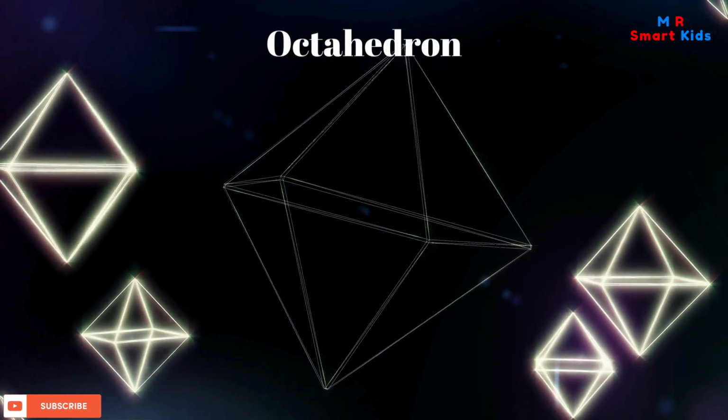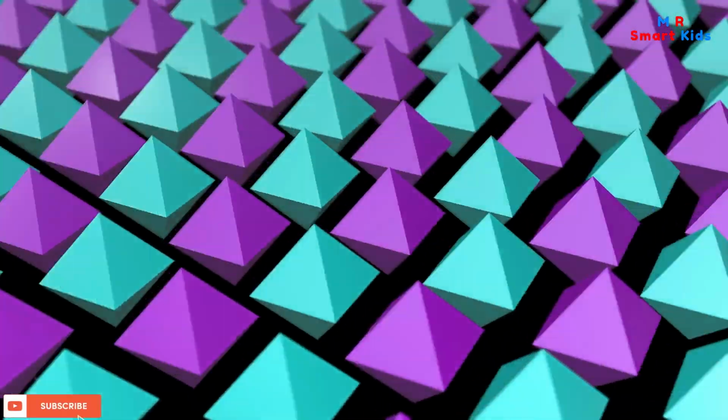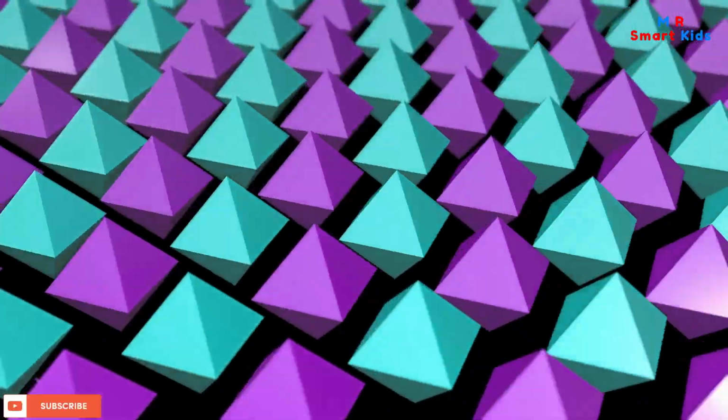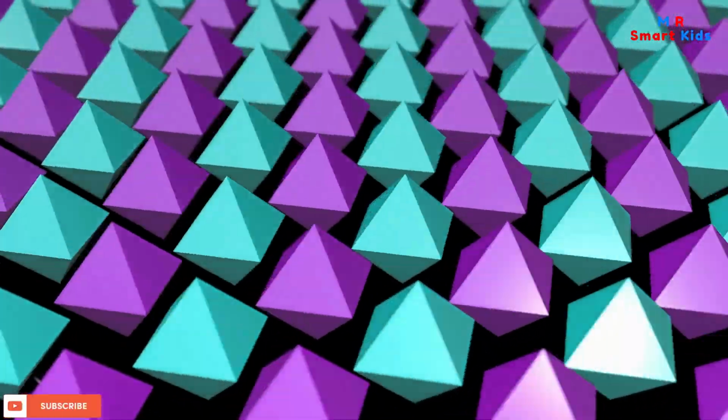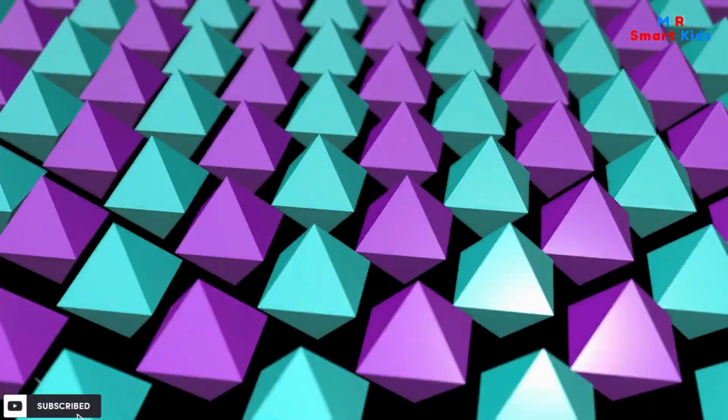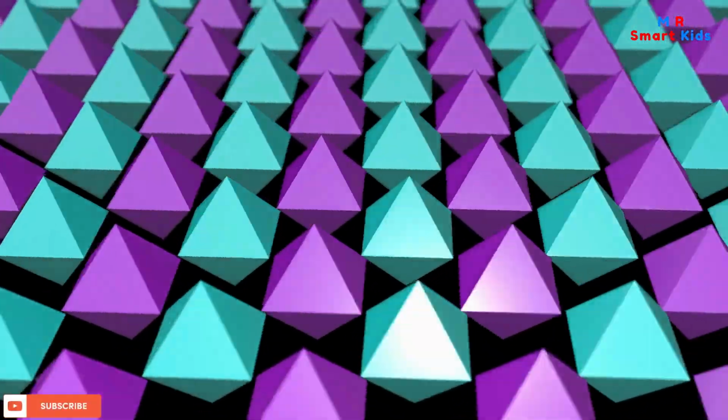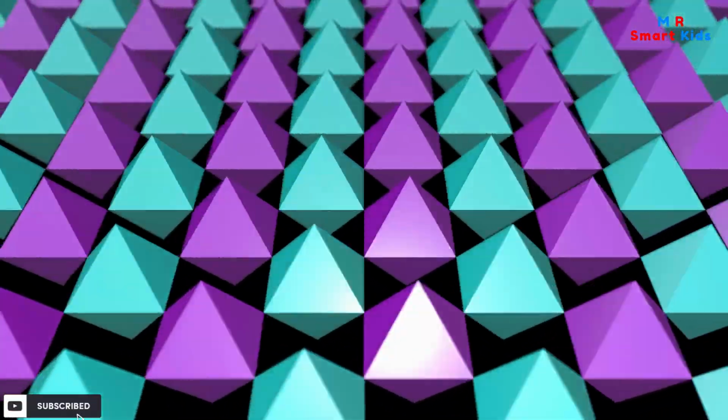Octahedron. An octahedron is a 3D shape with 8 triangular faces, 12 edges, and 6 corners. It looks like 2 pyramids joined at their bases. It's one of the 5 Platonic solids.